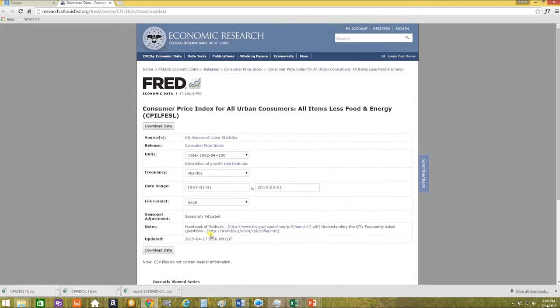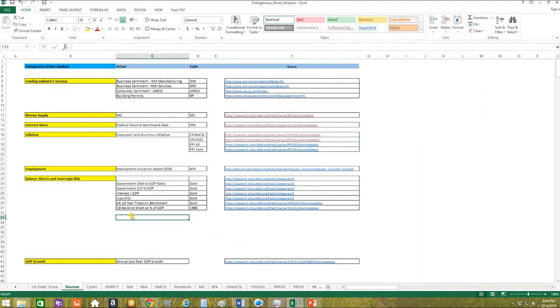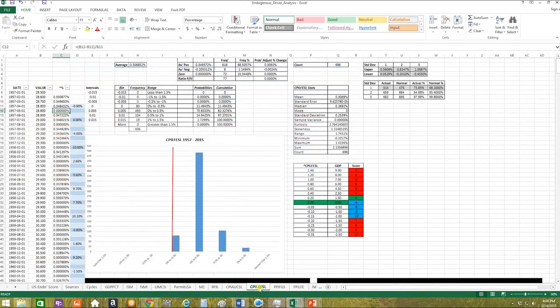Now if we go back over to the endogenous driver analysis spreadsheet, the one we want is the X food and energy, so CPIL FESL, and you can see here we have our columns in a similar format, a similar setup to earlier. We have our date going up in increments of months. We have our CPI X food and energy value. We have our percentage changes, and we have our real quarterly GDP stats on an annualized basis.